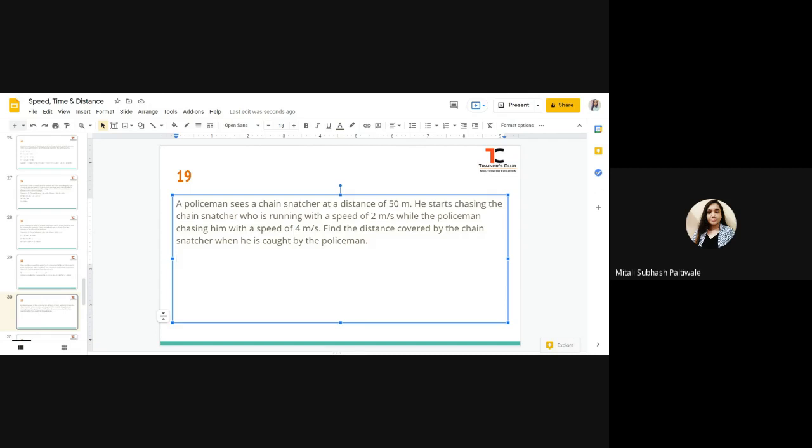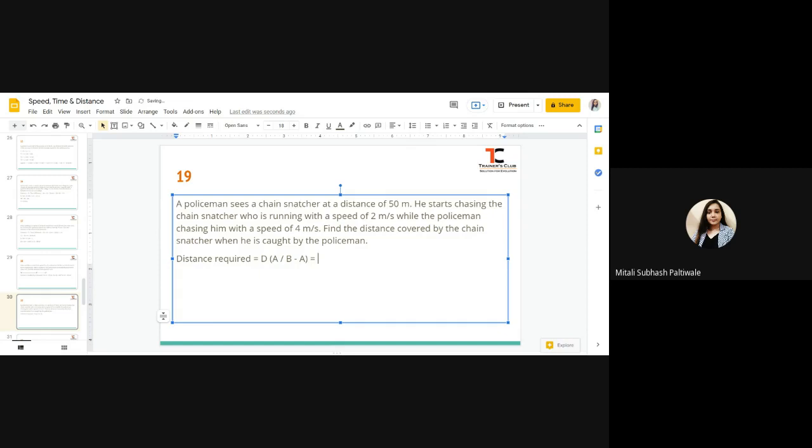There is a policeman and a chain snatcher. Here there is a straight formula which I'll give you. We'll be calling it the distance required, that will be D. This is the direct formula wherein distance is there, then the speed of the first one and the speed of the second and the first one. Now B would always be the policeman, A will always be the chain snatcher.